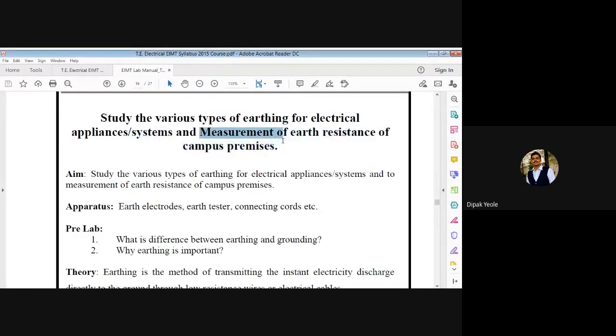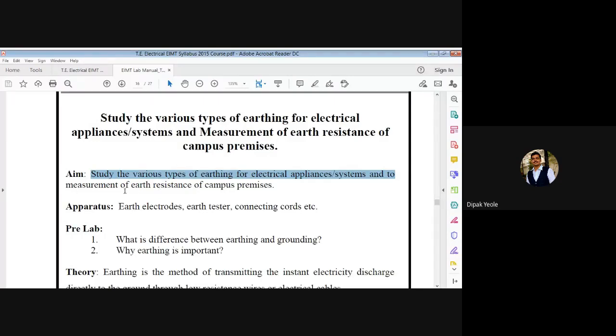And this is the second, or B part. So this is part A and this is part B that we are interested in today. So this is our aim: to study the various types of earthing for electrical appliances and to measure the earth resistance of campus premises.